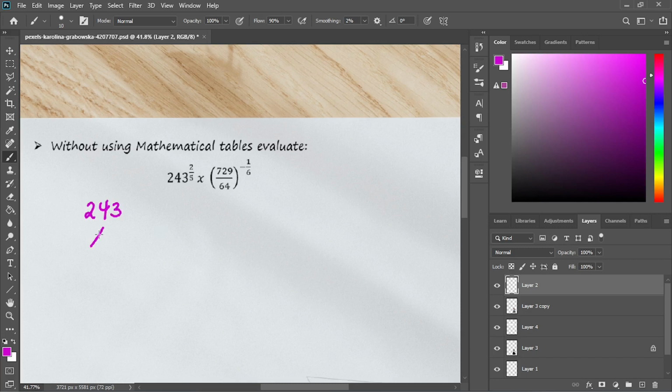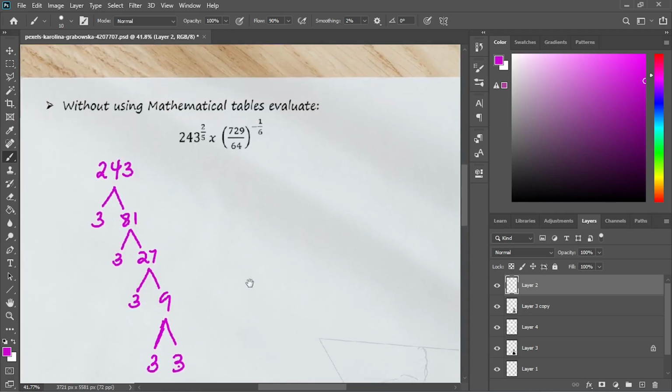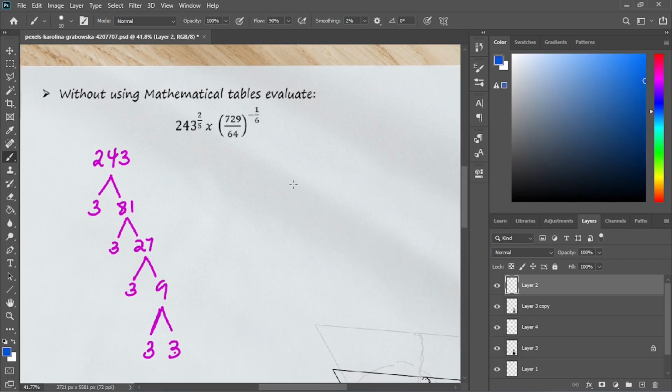We break it down, and when we break it down, 3 goes into 243, 81 times. Then 3 into 81 is 27 times, 3 into 27 is 9 times, and 3 into 9 is 3 times. So what this means is that 243 is the same as 3 to the power of 5.